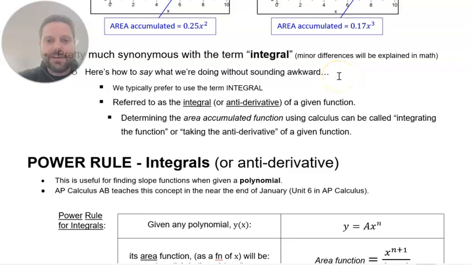So how do you talk without sounding awkward? Well, first of all, we're probably going to use the word integral, but we could use either one. So we're going to be integrating a function, or taking the antiderivative, is finding the antiderivative. Those kinds of things would be how we describe it. So determining the area accumulated function, we're going to refer to as integrating some function, and that will then give us the area accumulated function. This is the same thing as saying, let's take the antiderivative.